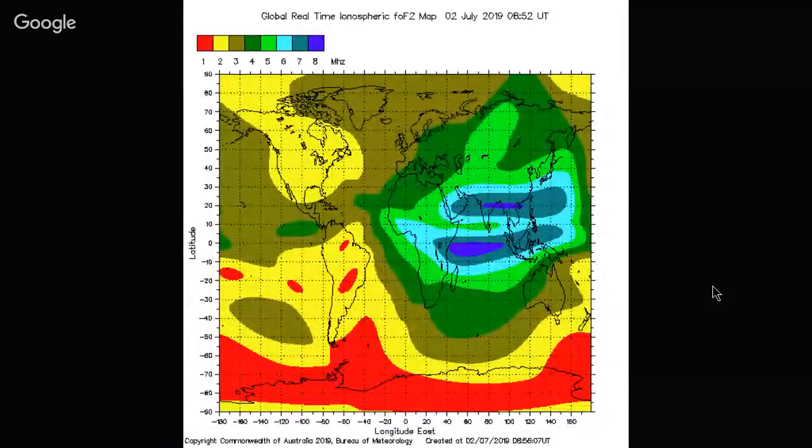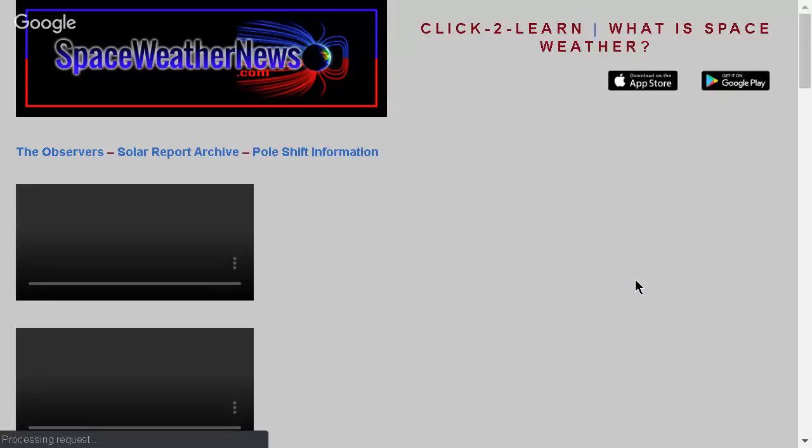F2 layer is extremely discharged on the nighttime portion here. Extremely discharged. And it looks like it's very discharged in the daytime portion. These ionosphere issues are associated with that weak solar wind. And man, oh man, watch this one throughout the day. This is going to be all over the map.